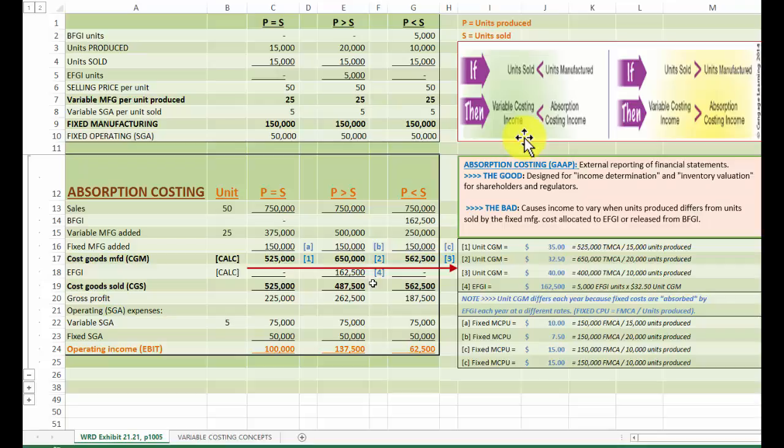Cost of goods sold would be less than cost of goods manufactured because of the ending finished goods inventory. Now, let's calculate the ending finished goods inventory. We would have 5,000 units in ending finished goods inventory that we would have to cost. We know that each unit has variable costs of $25, but how much would we have in fixed costs? Well, we know that we have a total of $650,000 of manufacturing costs that we need to spread over 20,000 units produced.